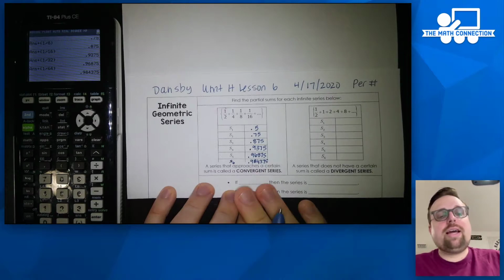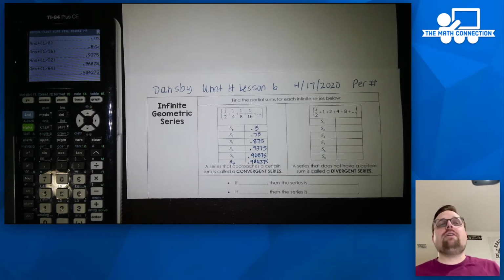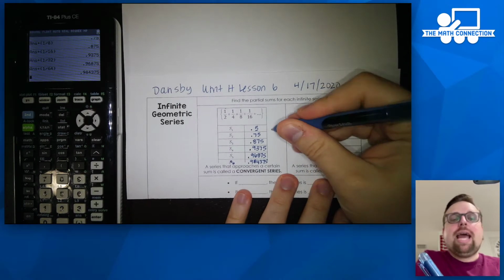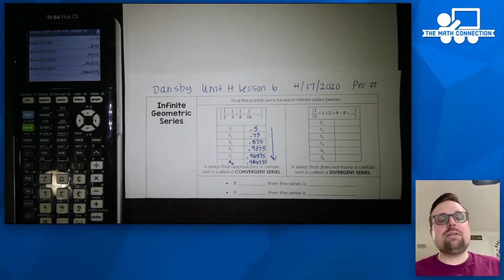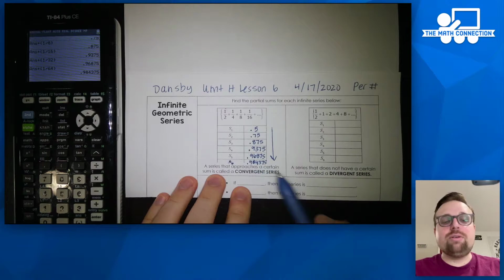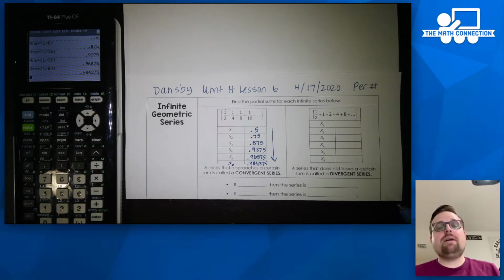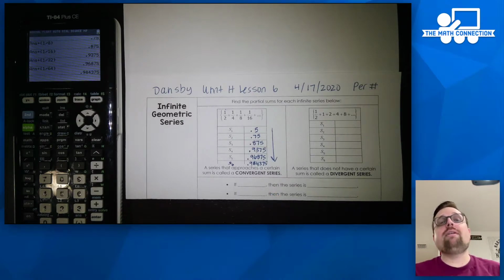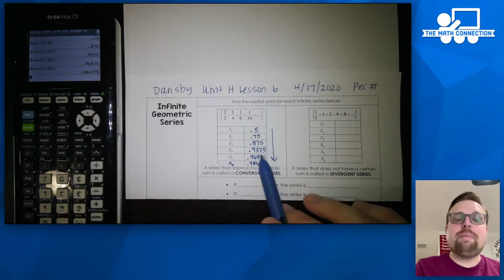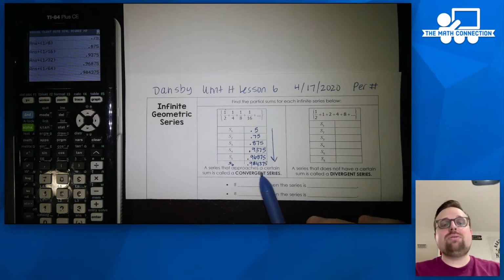0.984375. Okay, so what I want you to notice about the pattern here is, as you continue to add the terms in this series, what number are you getting really close to for your summation? It looks like we're getting really close to 1. So the sum of this infinite series is going to be 1. If we applied the formula and did all of that mumbo jumbo, we would get 1 as our answer. But I'm just pointing out the pattern, that it's getting closer and closer to 1.